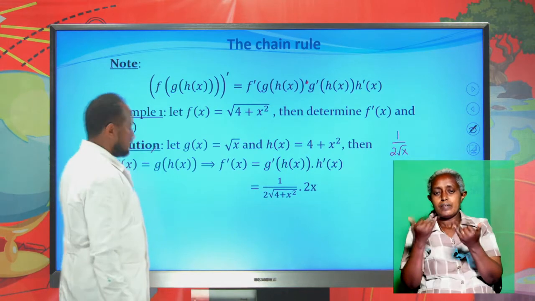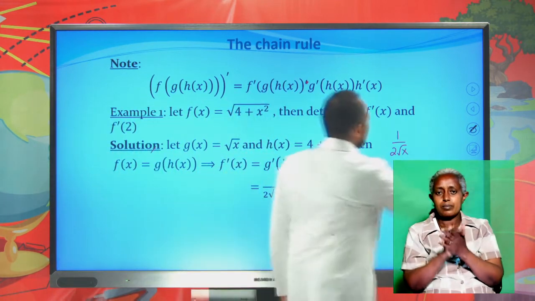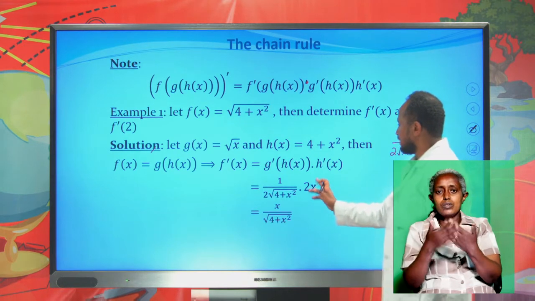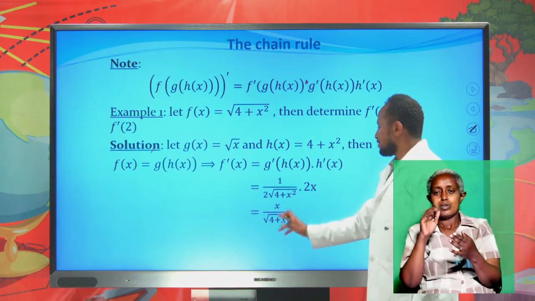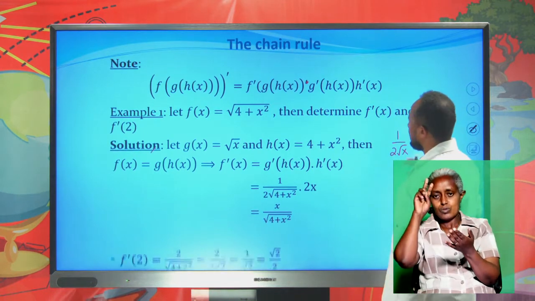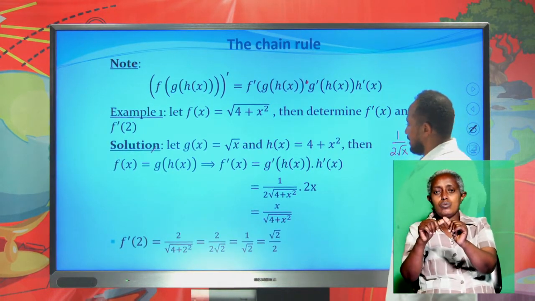Now let's see another example. So simplifying this, 2 by 2, you get x over the square root of 4 plus x squared. Now let's continue to the next part.